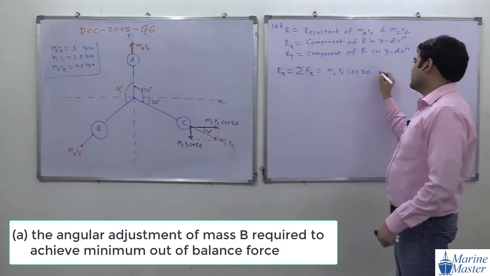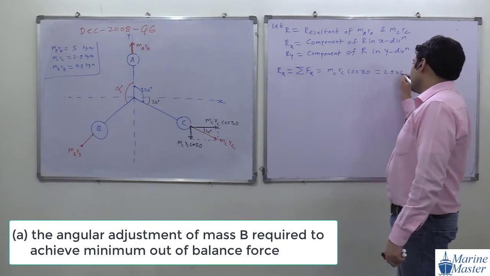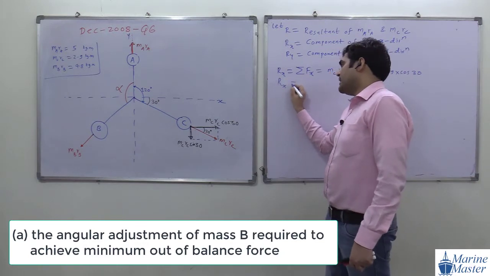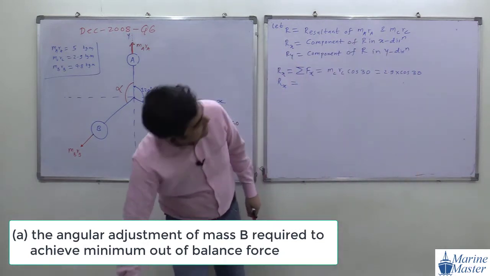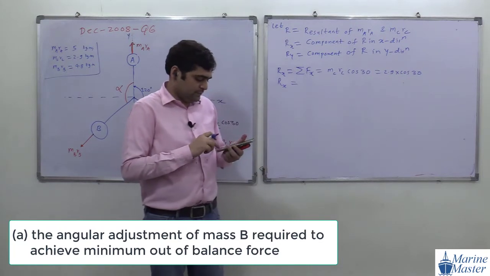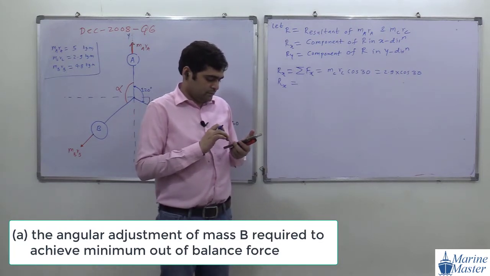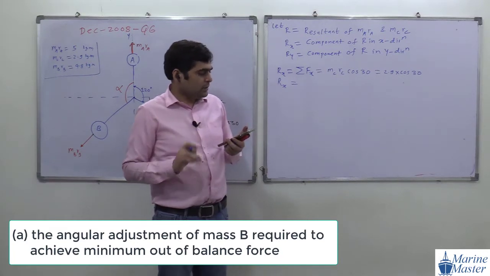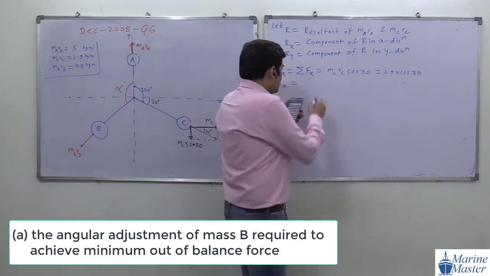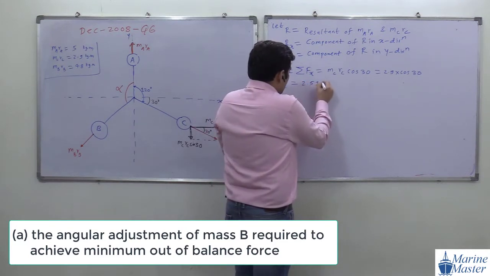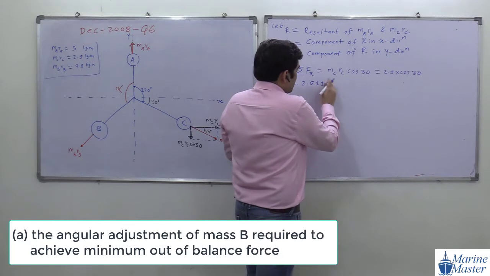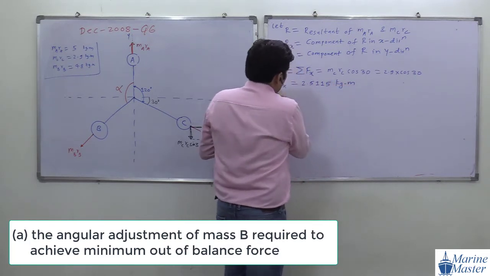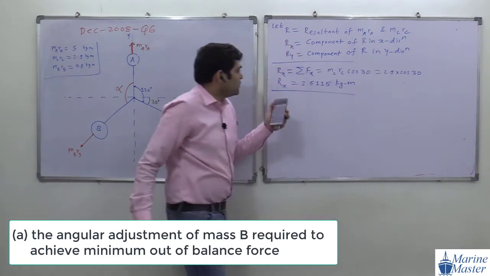MCRC is how much here? 2.9 into cos 30. Everyone please do the calculation and tell me the value of Rx. 2.9 into cos 30 gives 2.5114, in units of kg meter. So we got Rx.